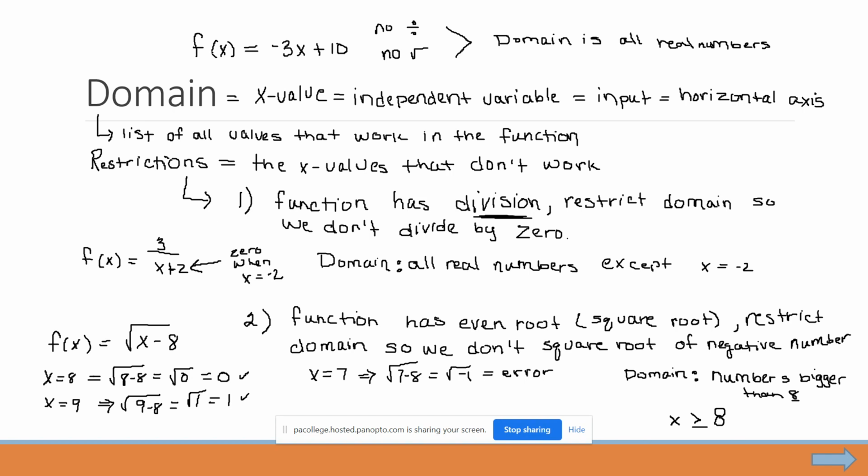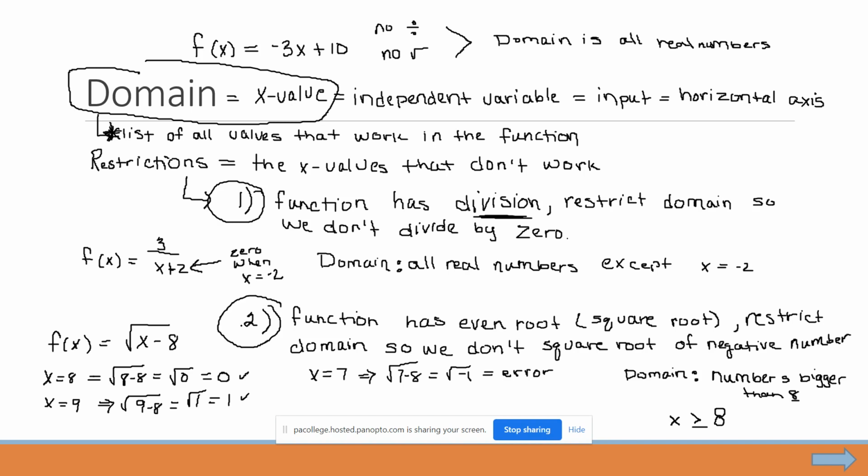But for this week, domain is the x value. That's a really big concept here at the beginning. That's what it means. And domain is the list of what works. And you might have either of these restrictions based on the problem that you're dealing with.